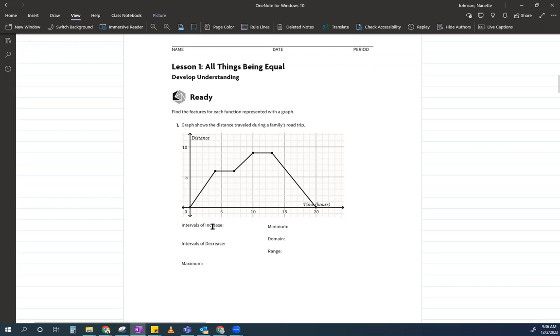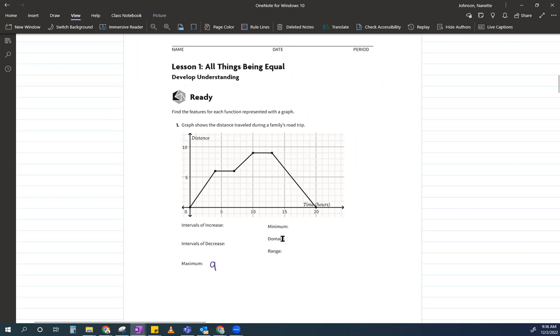Okay, so the very first thing I like to do is probably not intervals of increase and decrease, but maximums and minimums. So what is the max? When we think about max, we think about what's the biggest y you have. The biggest y that I have here is 9. I'm just going to use miles because they told me it's a distance. So I'm just going to say 9 miles. Okay, so there goes that.